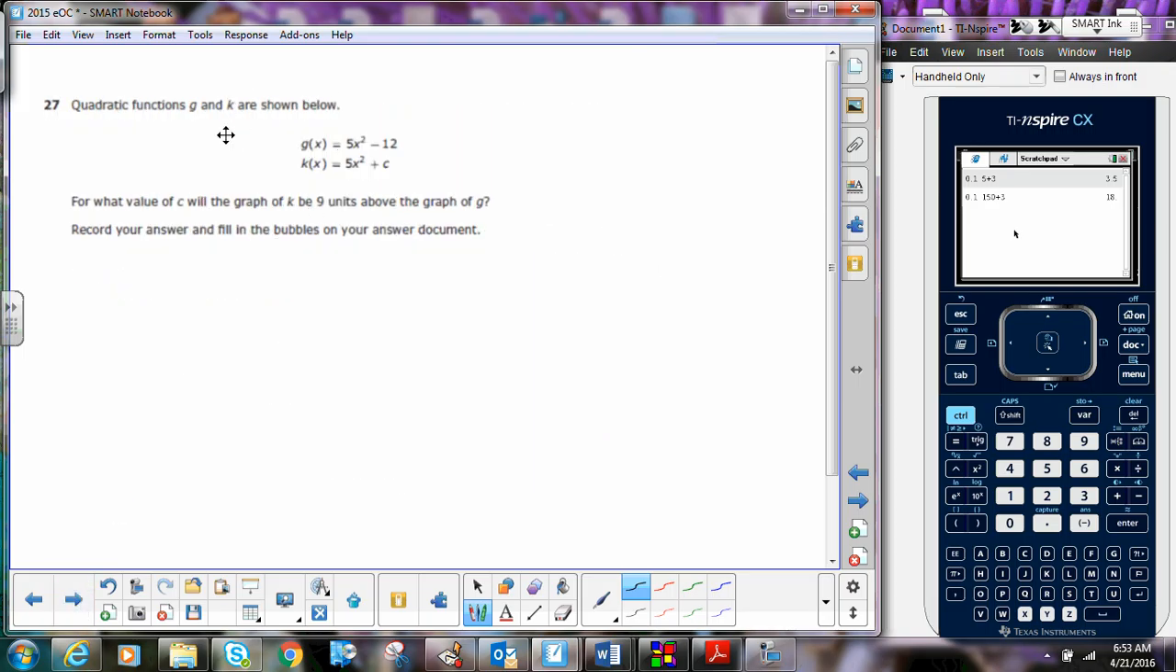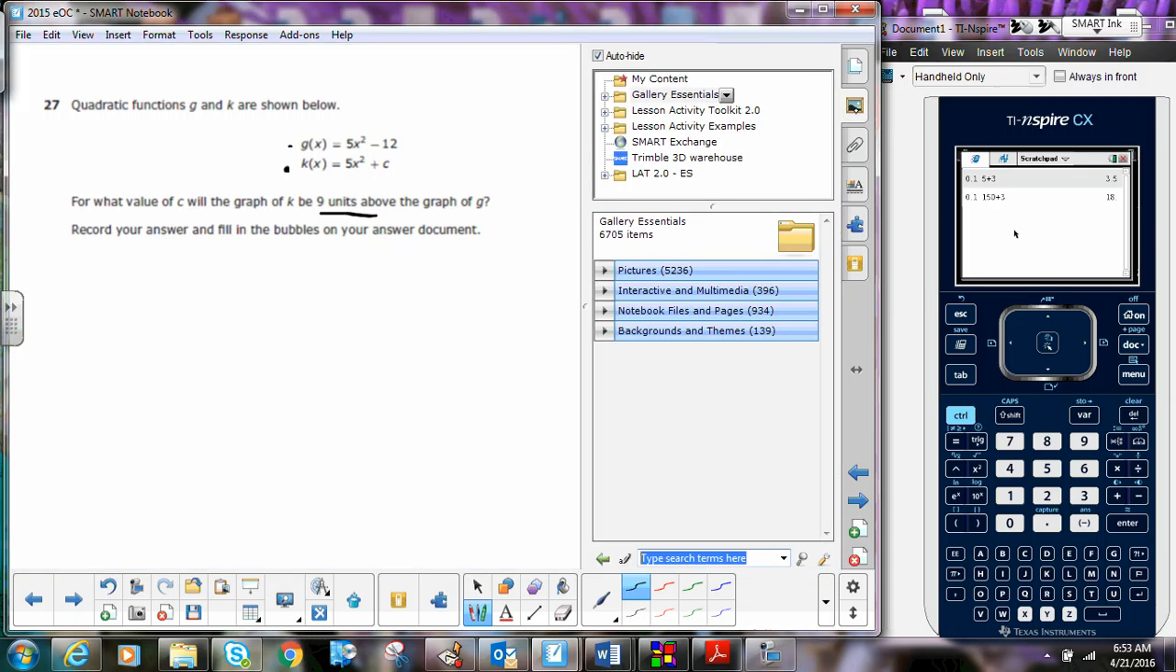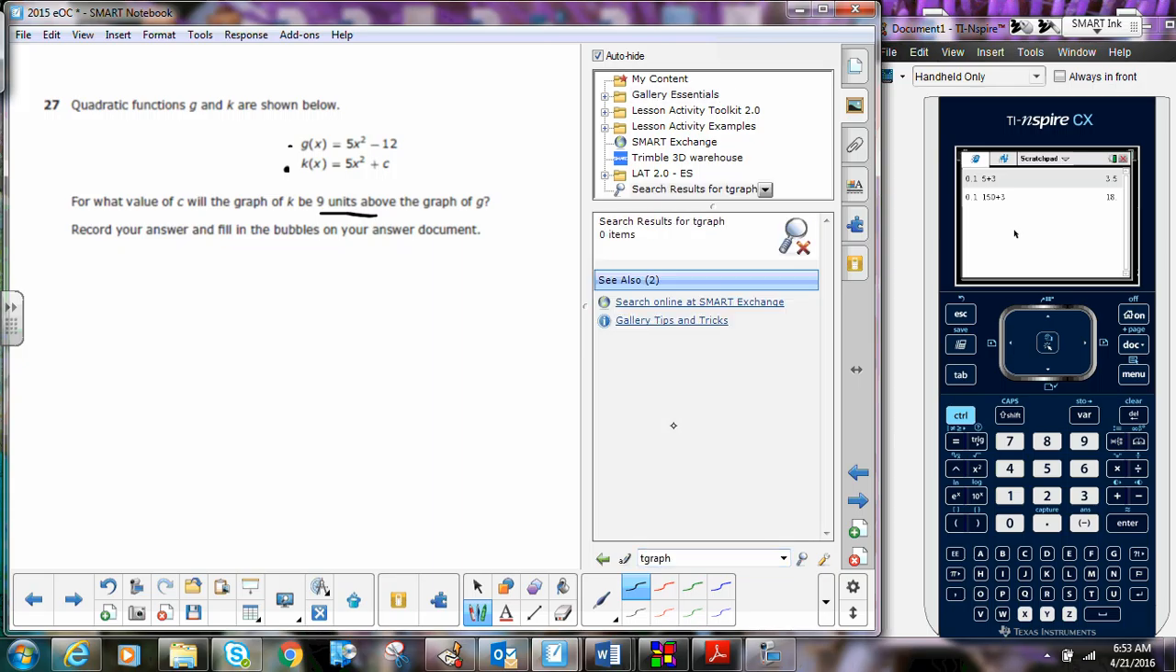Number 27. Quadratic functions G and K. So we have G and K shown below. What value of C would make the graph of K 9 units above the graph of G? In this case, this is what I tell my students: please use the graphing paper. If you forget how to do this, please use the graphing paper. Always at the start, you're going to have graphing paper, so use it. So let me grab my graphing paper from my smart board. Okay, I typed it wrong. Okay, so graph.